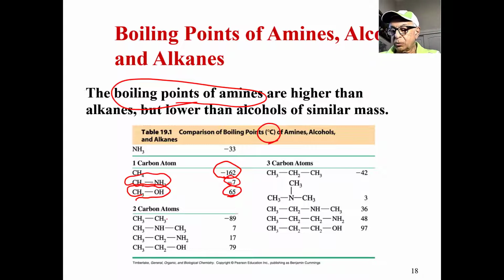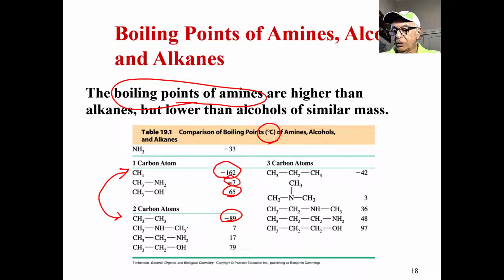Now if I look at two carbon atoms, ethane has a boiling point of minus 89. So if I compare methane and ethane, ethane has higher molecular weight. The higher the molecular weight, there are more nuclei, there are more electrons, there are stronger van der Waals forces, stronger dispersion forces. So you see, as the molecular weight of nonpolar substances goes up, comparing these two together, the boiling point goes up because of the increase of dispersion forces.